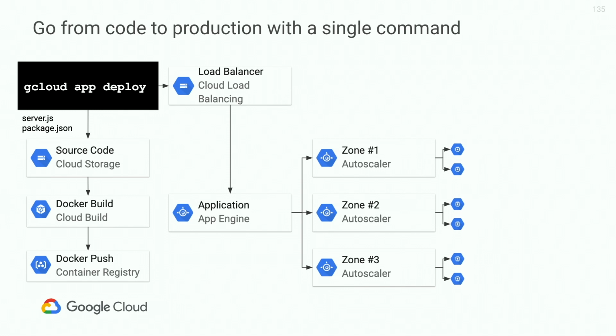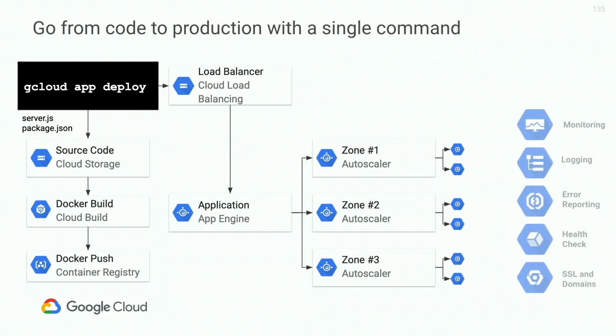You can set up other services if you need them. Actually, there are a lot of services already integrated with App Engine, for example monitoring, logging, error reporting, health check, and SSL. If you want to use those advanced features, they're already included, so you don't need to worry about re-implementing them.